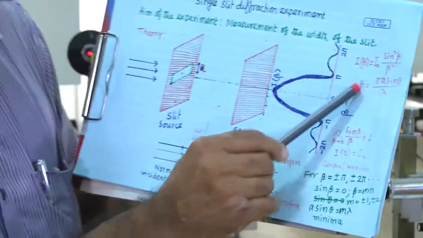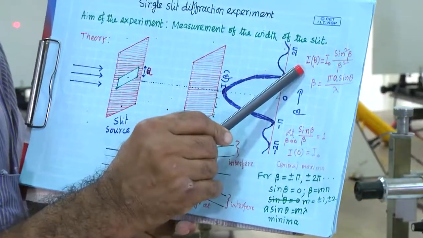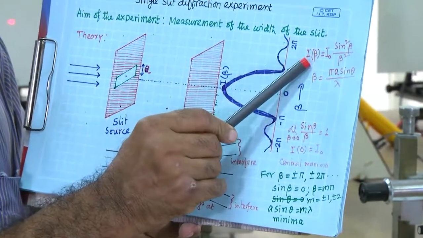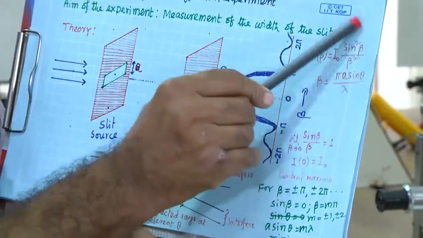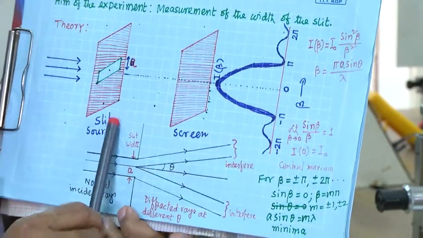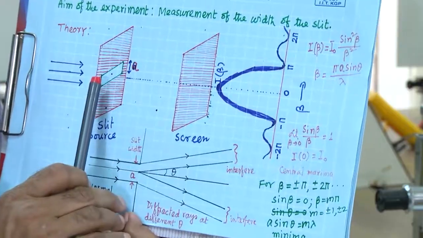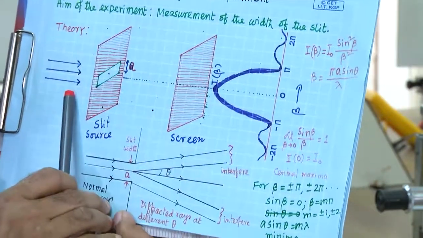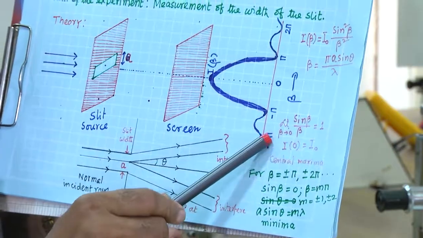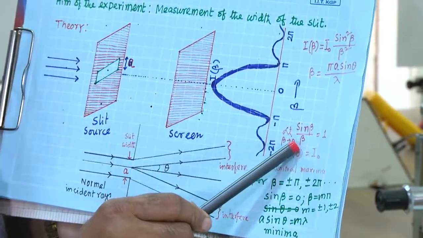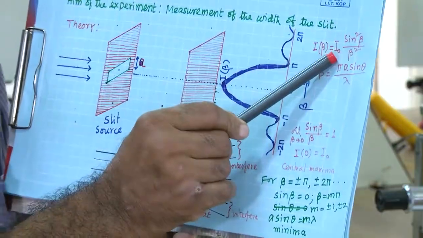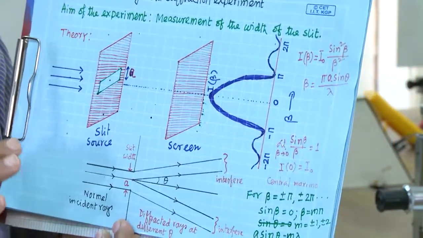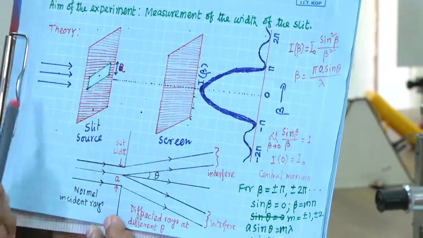Now, when will the intensity be maximum and when will it be minimum? From here you can find out. If beta equals 0, we have sin beta by beta whole square. For beta equal to 0, if you take the limit beta tends to 0, it is 1. So, the intensity will be I0, the maximum intensity, when beta equals 0.